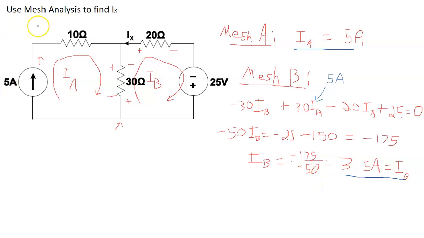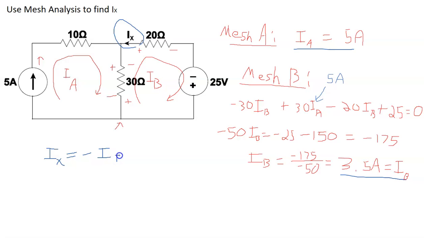And we don't know the voltage drop across the 5 amp source, but we could find it if we wrote KVL around this loop, of course. Now, the answer to the question here was IX. And so realize that IB was defined as clockwise around this loop here, which means then through the 20 ohm resistor from left to right. And it came out with a positive value. So that means that IX has the opposite direction from IB. So IX is equal to negative IB.